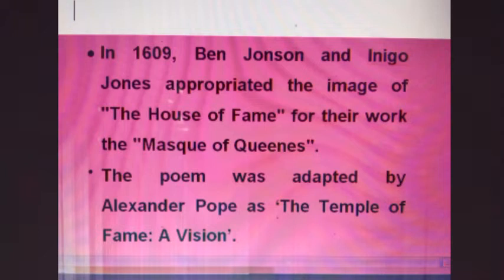Now the influence of the poem. In 1609, Ben Jonson and Inigo Jones appropriated the image of the House of Fame for their work, The Mask of Queens. So Ben Jonson and Inigo Jones made a drama out of the influence of Chaucer's work, The House of Fame.